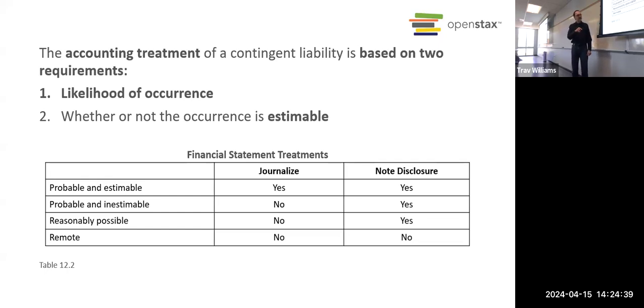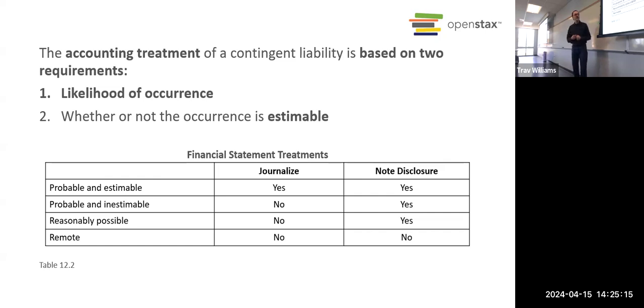What if it's reasonably possible, like it could go either way? Maybe we'll win, maybe we'll lose. Well, we still have to include it in our financial statements as a note. Only if the chances that we lose are remote, like a really slim chance that we're going to lose, in other words, we're like 99% sure we're going to win. In that case, not only do we not have to journalize it, we don't even have to put a note in the financial statements. Okay?